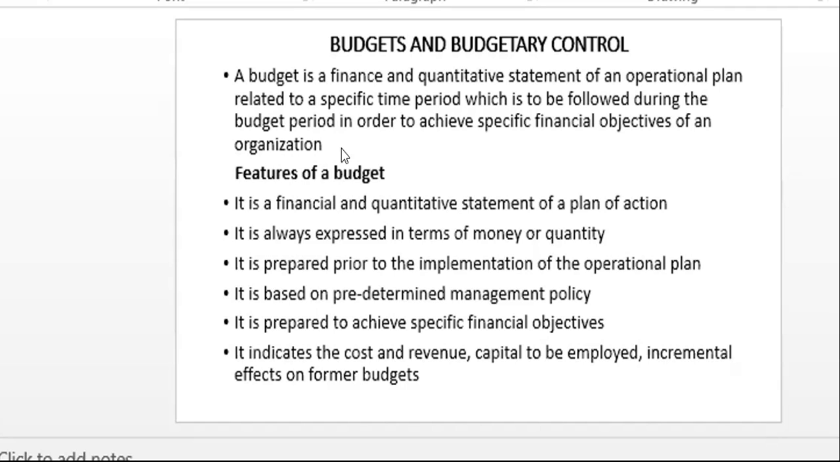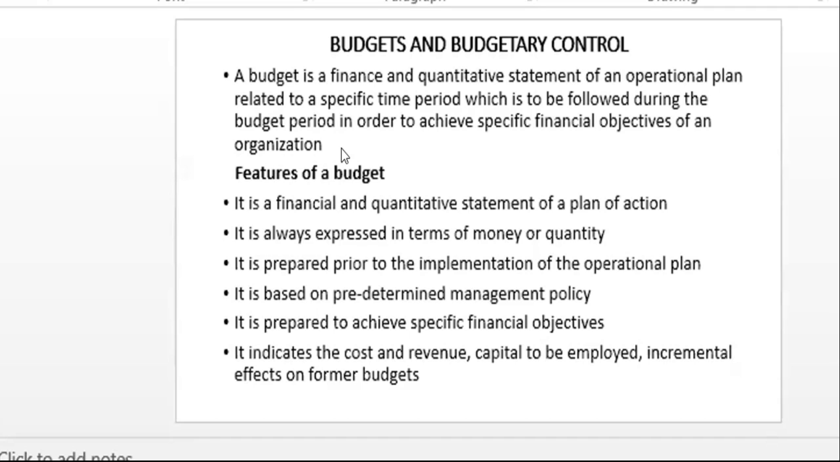But you see now, you cannot start the budgeting process a day to 30th June. So there are those timelines that every organization has set, because it's a process. It undergoes several processes before you get a budget that is complete and ready for implementation. So it's normally determined by the policy that is prevailing, that pertains to the preparation of the budget. Then it is prepared to achieve specific financial objectives.